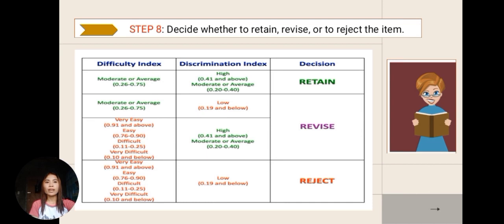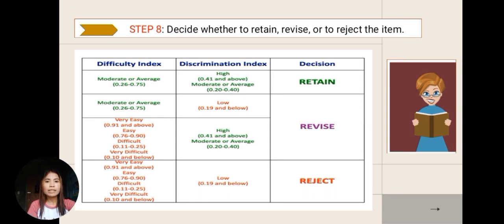Decide whether to retain, revise, or reject the item. When an item meets the general acceptability guidelines for difficulty and discrimination, you should keep the item. If it falls outside the guidelines, you make a judgment whether to keep, revise, or reject it.